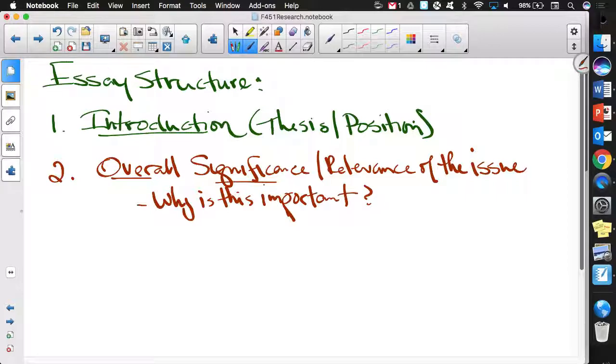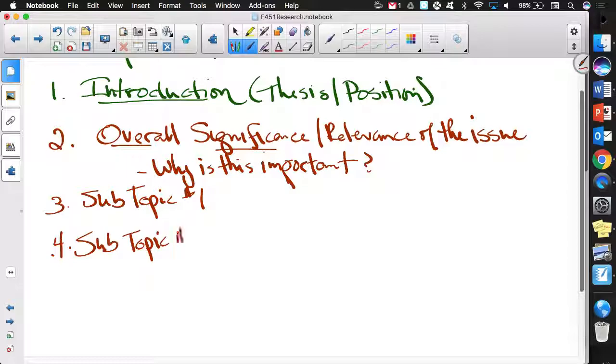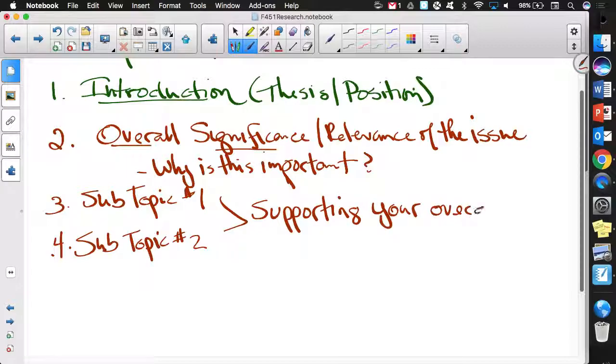Your next 2 paragraphs are going to be kind of similar, where for both numbers 3 and number 4, you're going to come up with subtopics. So you have subtopic number 1, subtopic number 2. In both these paragraphs, you're going to be supporting your overall position. So this is where you are going to be arguing your point.